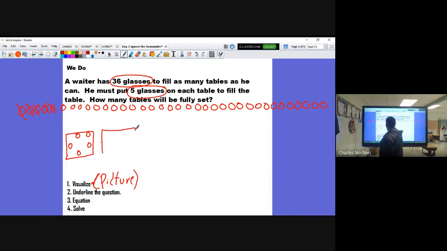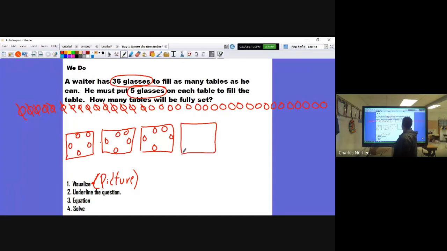All right, so we're going to draw another table. And then we're going to put 5 glasses on that table. And then we're going to cross out 1, 2, 3, 4, 5. And make sure you guys are writing when I'm writing. And we're going to draw another table. And we're going to put 5 glasses on it. 1, 2, 3, 4, 5.